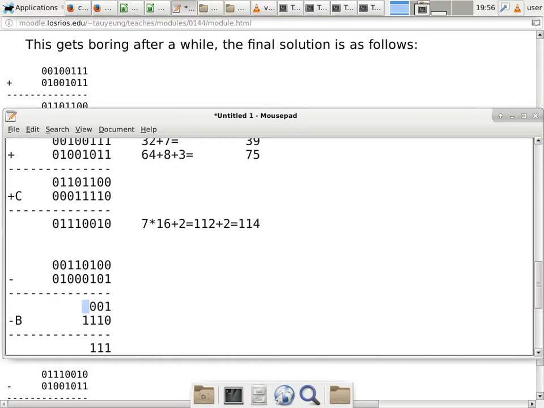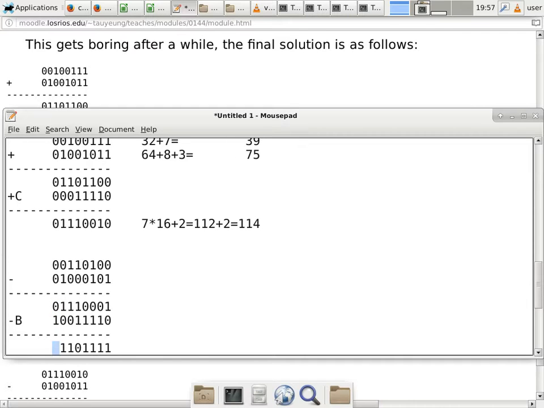0 minus 0 is a 0. 0 minus 1 is a 1 with a borrow. 1 minus 0 is a 1. 1 minus 1 is a 0 with no borrow in both subtractions. 1 minus 0 is a 1. Oops. There we go. 1 minus 0 is a 1. Neither generates a borrow of 1. 0 minus 1 is a 1 with a borrow. 1 minus 0 is a 1. 0 minus 0 is a 0.